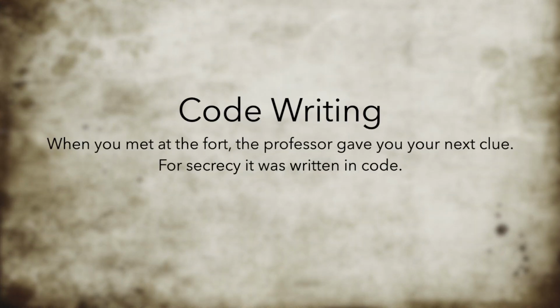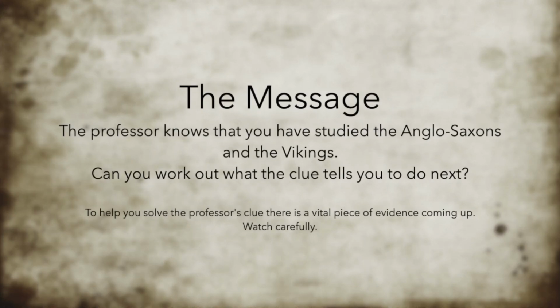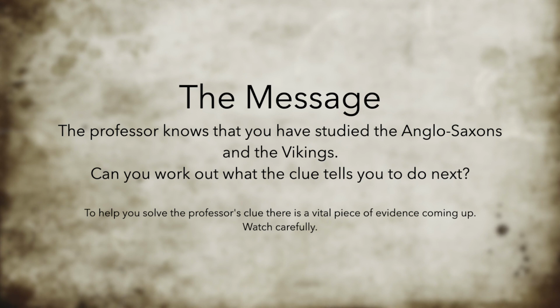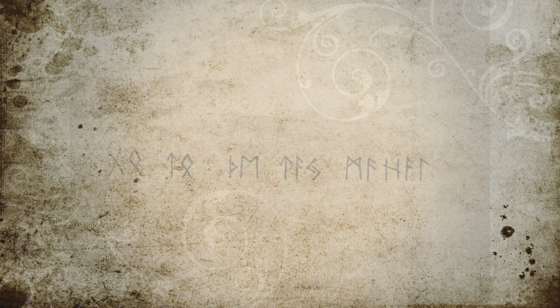When you met at the fort, the professor gave you your next clue. For secrecy, it was written in code. The professor knows that you've studied the Anglo-Saxons and the Vikings. Can you work out what the clue tells you to do next?